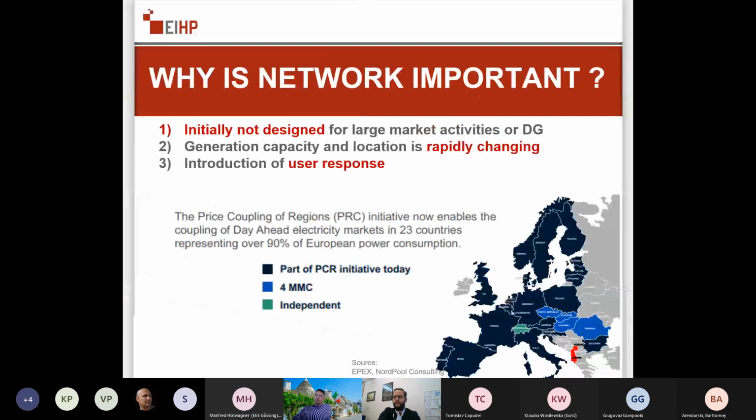So before I go into these 3 specific topics, just a few notes on the introductory part. So first of all, why is network important? This is, by default, somehow clear, but the point is that this network in Europe, neither transmission nor distribution, was initially designed for the situation we have today. It is not designed for large-scale market or distributed generation or large-scale renewables integration.